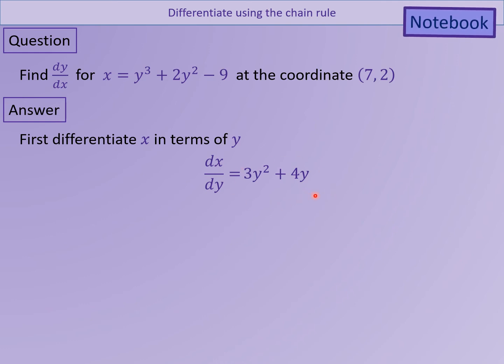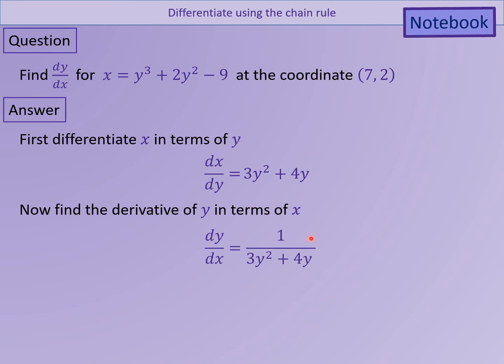Once I've done that, what I can do now is work out dy over dx. It says there, the derivative of y in terms of x. And what do I get? dy over dx equals 1 over 3y squared plus 4y. It does not matter that this function is in terms of y. That is not an issue at all. There's nothing wrong with having a gradient function, dy over dx, in terms of y. In fact, later on, you'll have it in terms of x's and y's. There's absolutely nothing wrong with that at all.